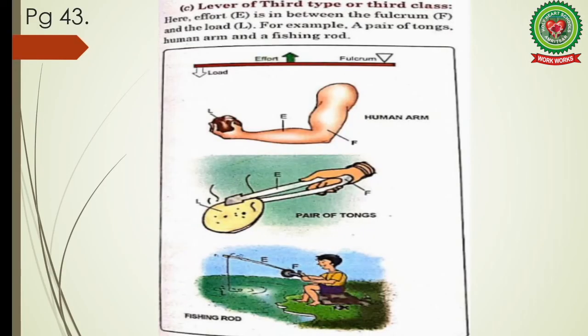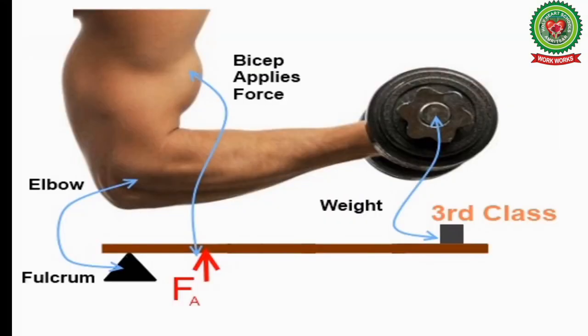Come to page number 43 in your books. Let's read. Lever of third type or third class. Here effort E is in between the fulcrum F and load L. For example, a pair of tongs, human arm and a fishing rod. How can we say that a human arm is an example of a third class lever?